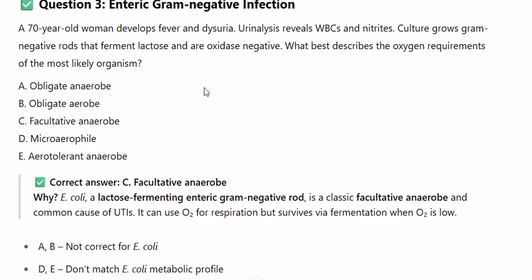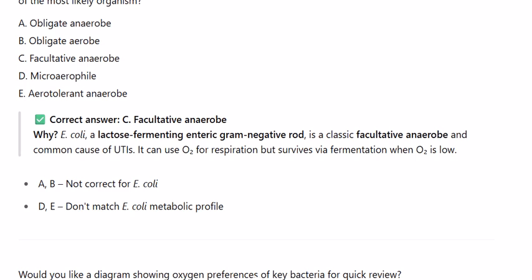A, B, not correct for E. coli. D, E, don't match E. coli metabolic profile.